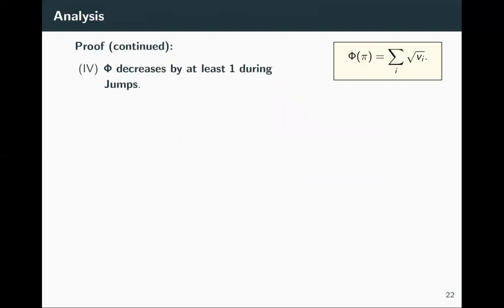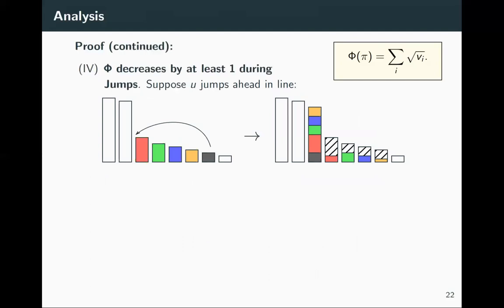So it remains to prove the last point. And this is, in some sense, the most interesting part of the proof. So consider a jump. We'd like to show that the potential decreases by at least 1. Suppose some element u is jumping ahead in line. And for the purpose of simplicity, let's assume that u is coming from the tail of the permutation where all of the marginal values are 0.